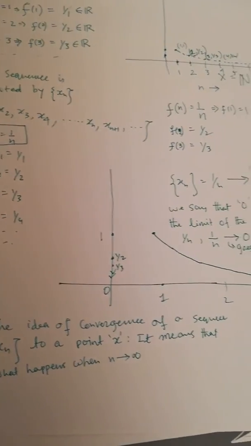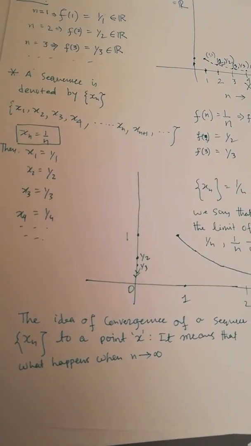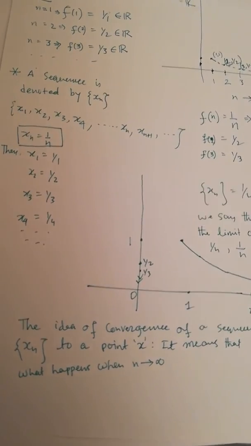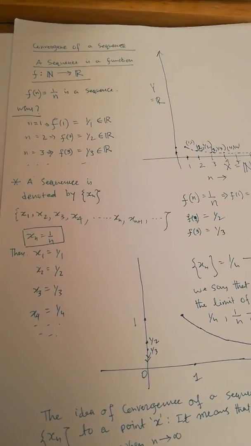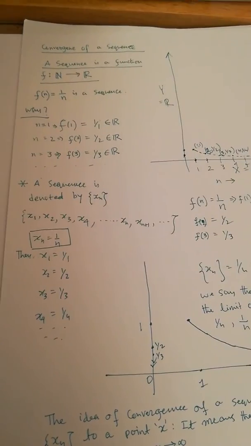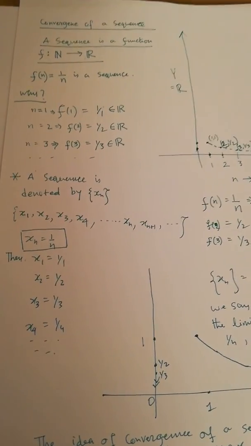So the idea of convergence of a sequence xn to a point x means: what happens when n tends to infinity, is the sequence converging to a final, fixed value when we increase n large?